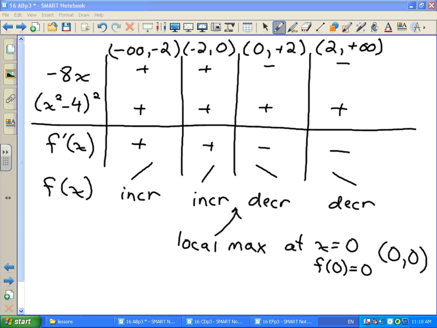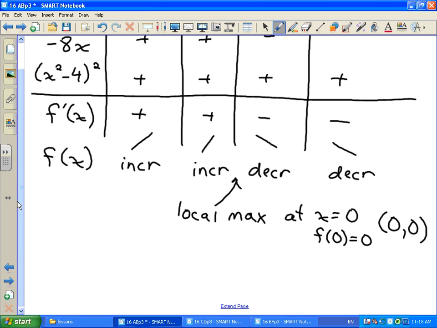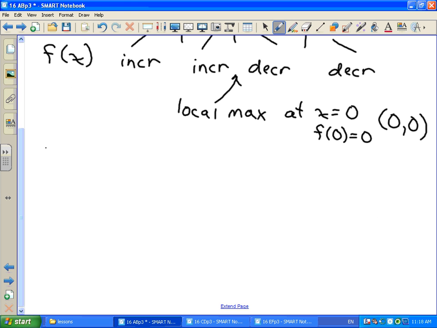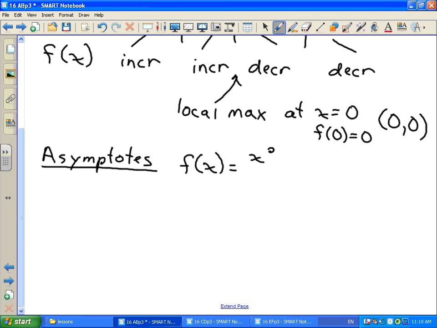The other thing we were asked for were our asymptotes. So let's just refresh our memory on how you find asymptotes. Now, if we're doing the asymptotes, remember that you have to go back to the original function. We've been working with the derivative, so let's write out what the original function was. You have it written down on your page. Okay, there's our function.